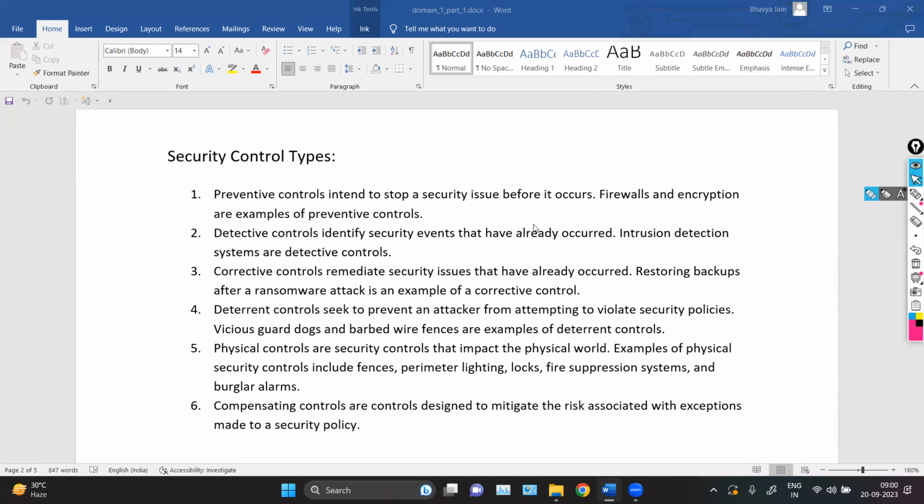Then we have deterrent controls, which seek to prevent an attacker from attempting to violate security policies. For example, guard dogs and barbed wire fences are examples of deterrent controls. We are avoiding the attack; you are just preventing the attacker from attacking your company.